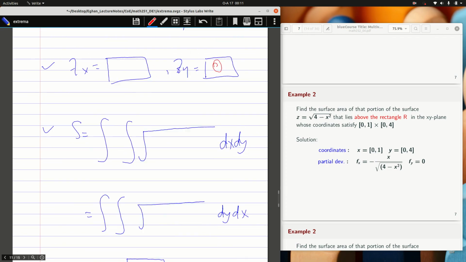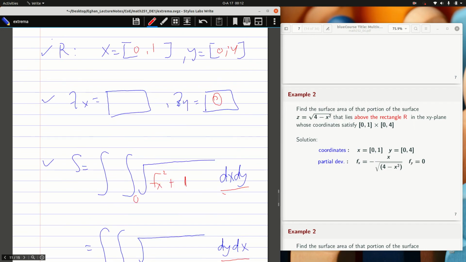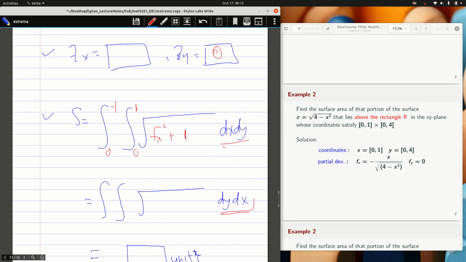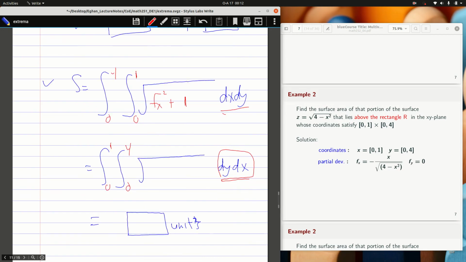My focus is on, so I know I need to find some f squared, some y squared is 0 plus 1. Okay, either dx dy or dy dx. If it's dx dy, it means the inner limit is my x coordinate 0 to 1, my outer limit is 0 to 4. If it's the other way around, dy dx, then I have 0 to 4 here, 0 to 1 here. And whatever you get, you must do the calculations for me.